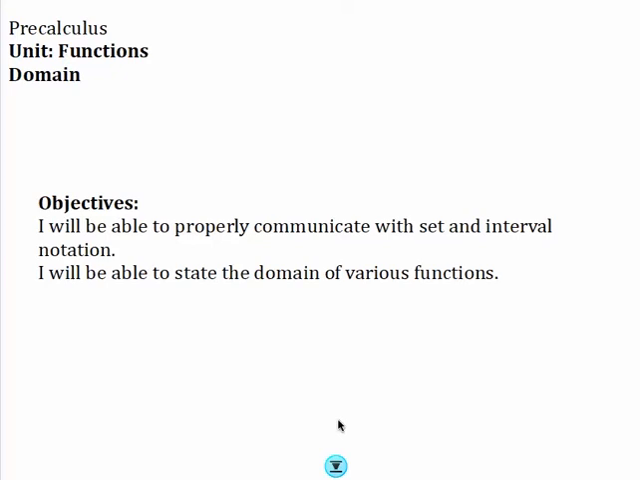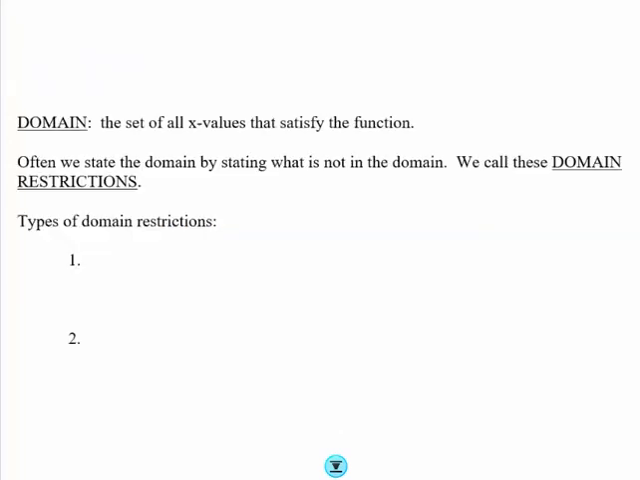Today we're going to talk about domain of functions. By the end of this video, you should be able to properly communicate using set and interval notation, and you should be able to state the domain of various functions. First, domain is the set of all x values that satisfy a function. We often state the domain by stating what is not included in the domain, and we call these domain restrictions.